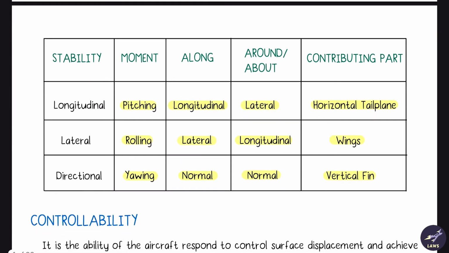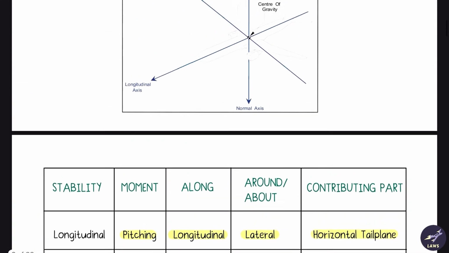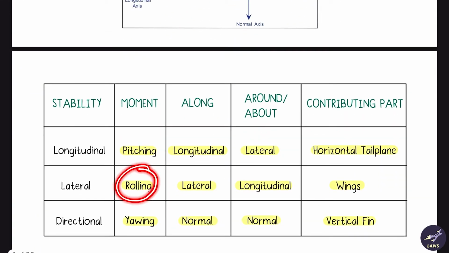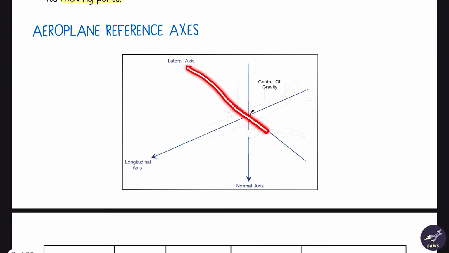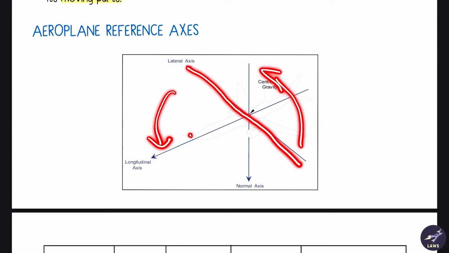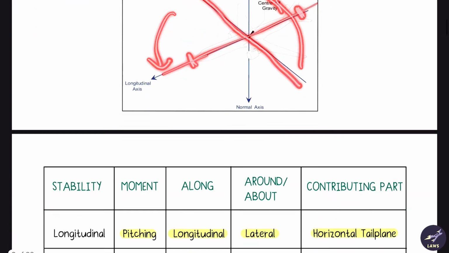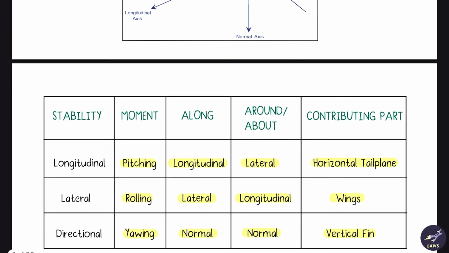If we look at lateral stability, the moment is rolling. It is along the lateral axis, this rolling motion. It is around or about the longitudinal axis. The contributory factor are the wings.